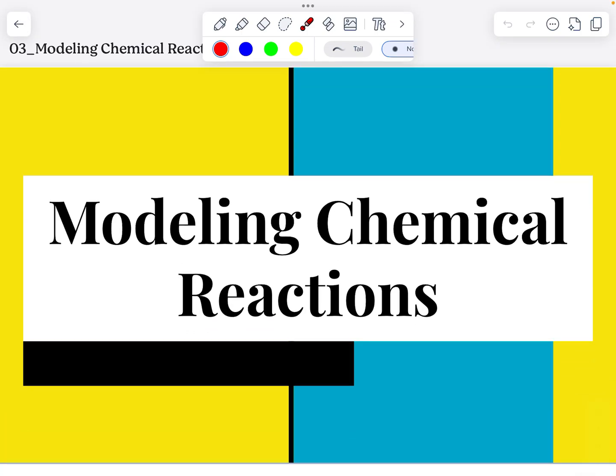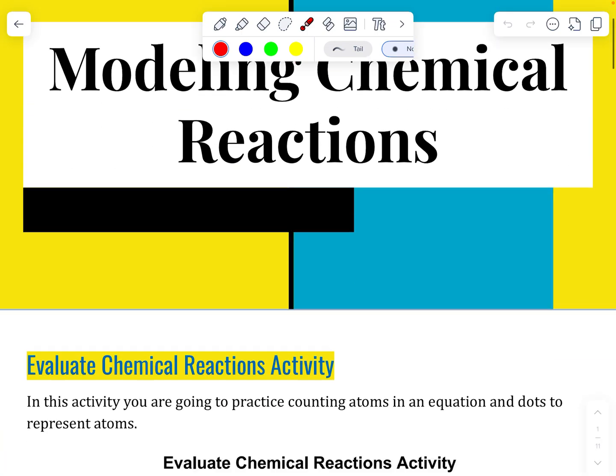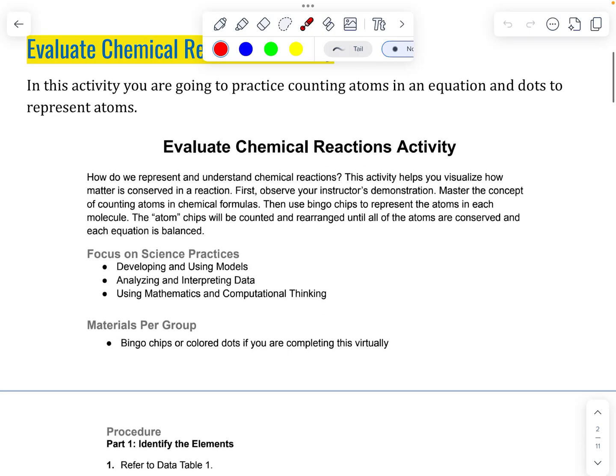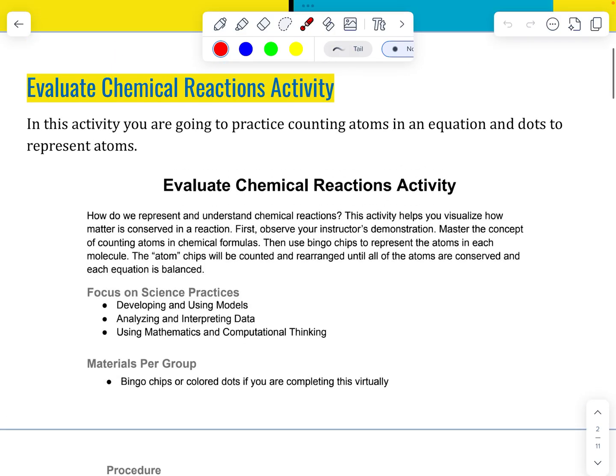These are the notes on modeling chemical reactions. For today, you are going to go through and complete this evaluating chemical reactions activity. I'm going to go through the intro on it, and then you're going to pop back to these notes for the remainder of the notes on here.